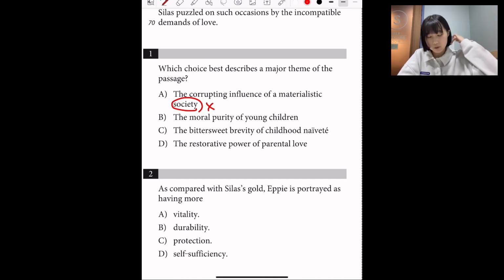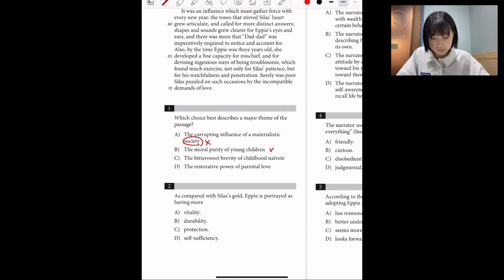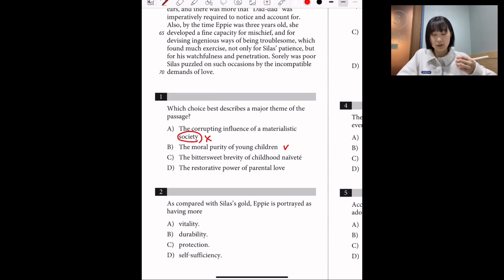B, the moral purity of young children, we're going to keep that because it does talk an awful lot about how Eppie was very pure and how her, or his, I'm not really sure at this point, but how Eppie's purity kind of changed Silas for the better, so we're going to keep that.